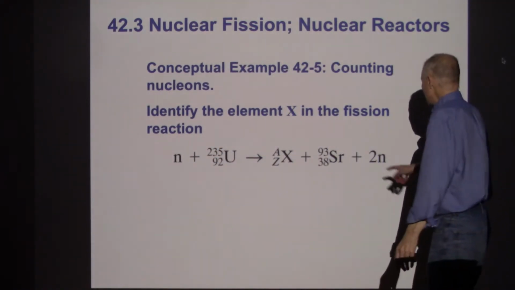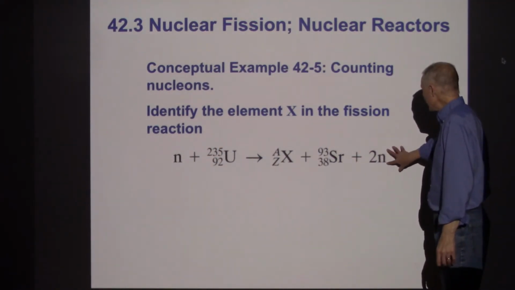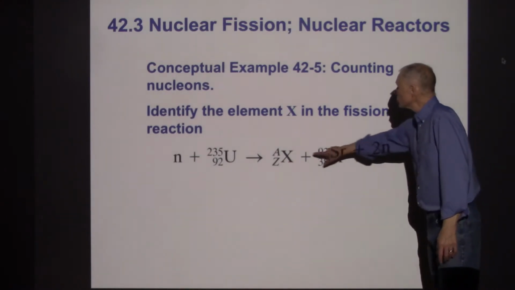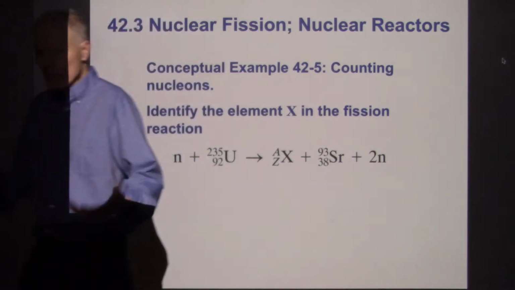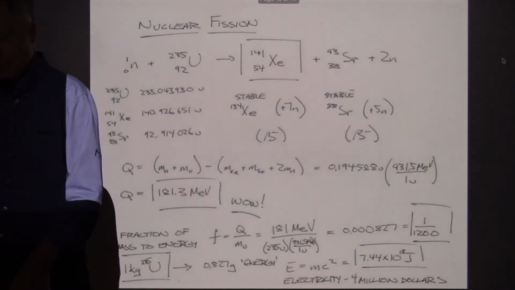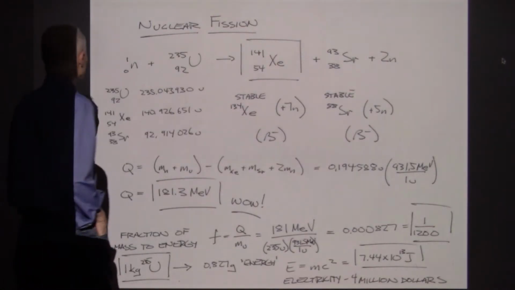Excuse me. They tell us, and in addition, we have two neutrons left. So what would the missing isotope, what would the missing element be? And what we can do is fill that in.